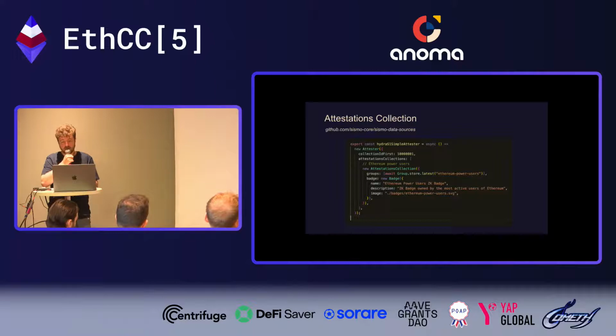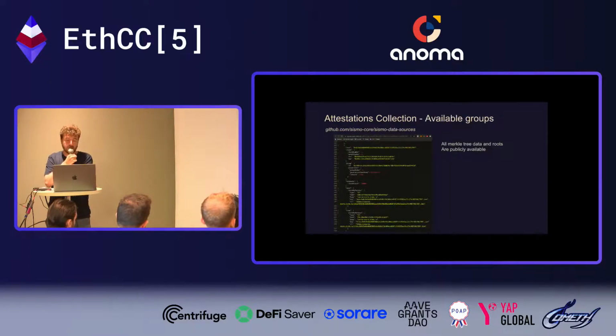We are going to take always the latest computed Ethereum Power Users group, and we are going to associate it with a badge, which is an NFT. So you have the metadata here: the name, description, and the image. The available group will be automatically transformed into a Merkle tree, and you will have an API for the front end to call all the Merkle trees, the root, and stuff like that.